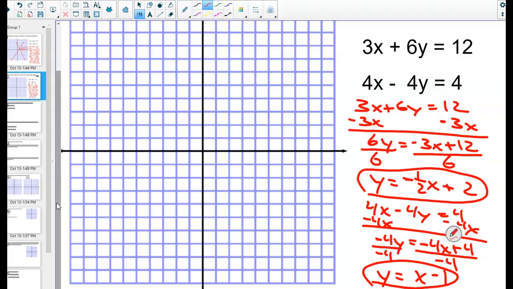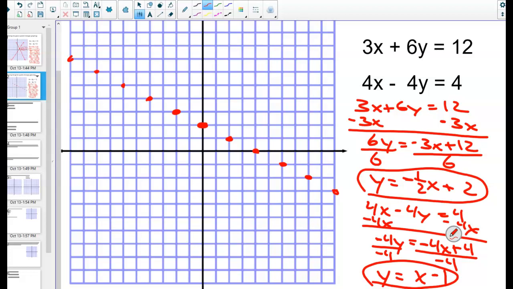My y-intercept is 2. So I start at 2. Now this part is studying if you need to. My slope is negative 1 half. That's up 1, left 2, down 1, right 2. And I can keep going down 1, right 2 as far as the graph allows me. I can go up 1, left 2 as far as the graph allows me.